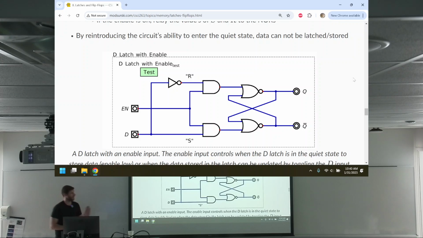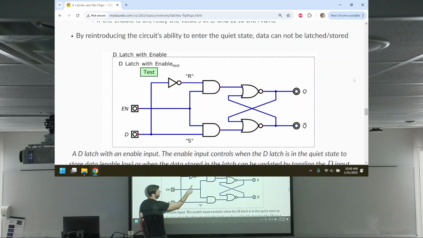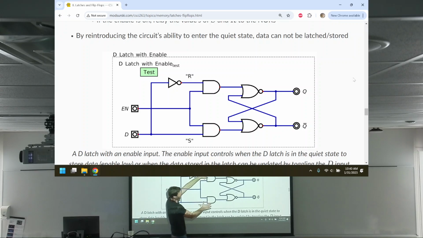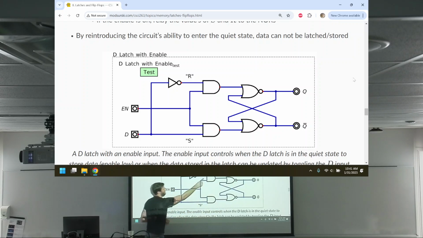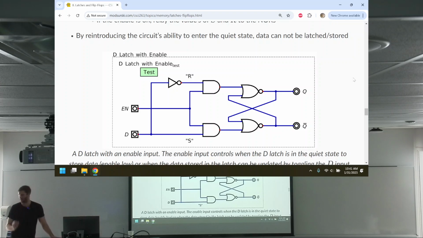If it isn't obvious, the part that's new is this part with the ANDs and the enable. This part's the same, skipping the ANDs, and this is the SR latch. But it's this enabling the AND gates that's new. So take a moment, look at it, and make it make sense.